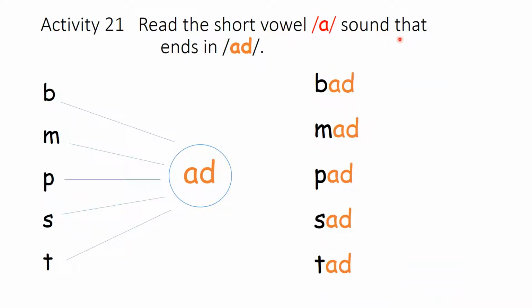Read a short vowel A sound that ends in AD. Okay, so read with me. Let's follow this pointer and sound it first. Ready? B, ad, bad. M, ad, mad. P, ad, pad. S, ad, sad. T, ad, tad. Okay, now it's your turn.